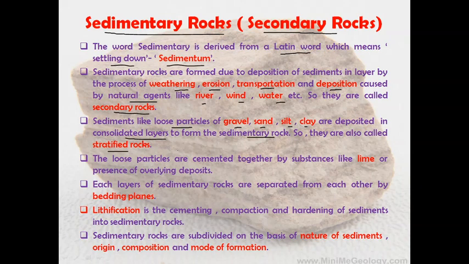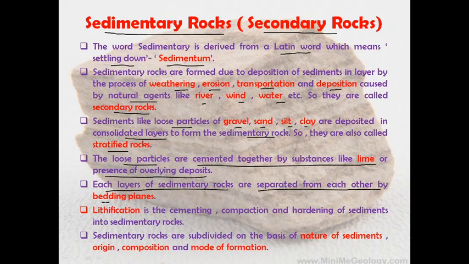There remain different strata. The loose particles, that is gravel, sand, silt and clay, are cemented together by substances like lime or by the presence of overlying deposits. Now each layer of sedimentary rock is separated from the others by a bedding plane. So you can say the bedding plane is the plane of separation between two consecutive layers of sedimentary rock.